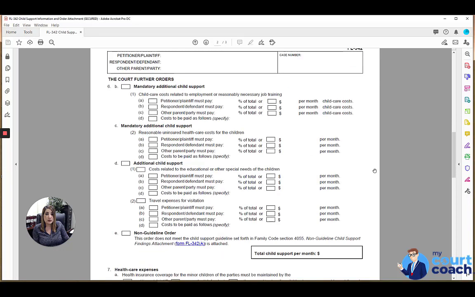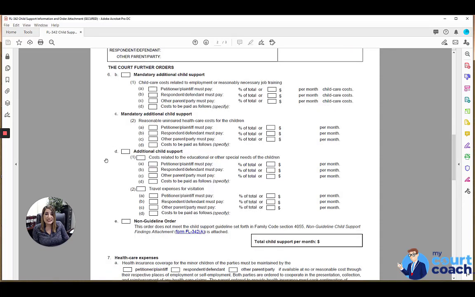Page 6 deals with additional child support. The court has authority to order additional child support on top of the base child support, and that's pursuant to Family Code Section 4062. A lot of times the court will order both parties to share in childcare related costs that are related to employment purposes or uncovered medical expenses, and that's usually copays, prescription costs, orthodontia, that kind of thing. If the court orders either of those, mark 6B and 6C. Typically, it's each party pays for half, in which case you would mark that each party pays 50% of the total. If there's some other order, obviously, then you can write that in and have this order reflect that other order.